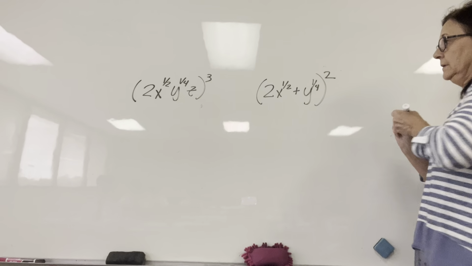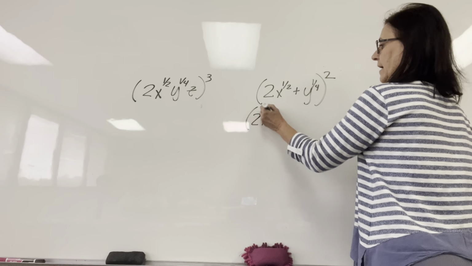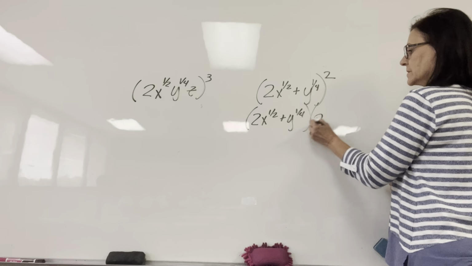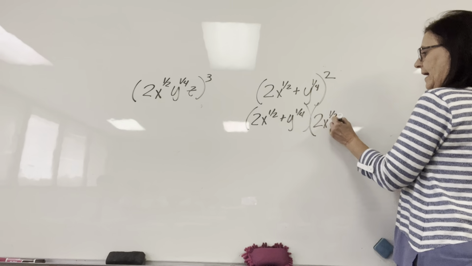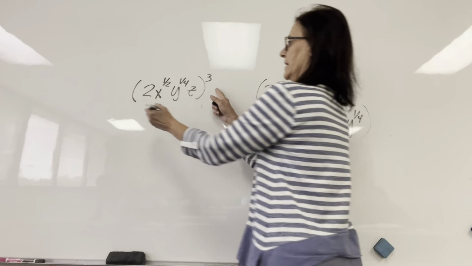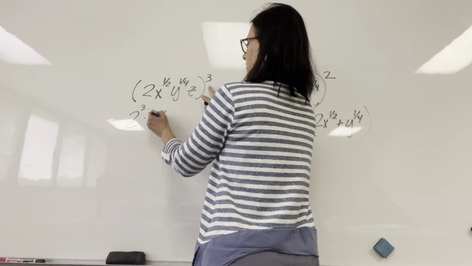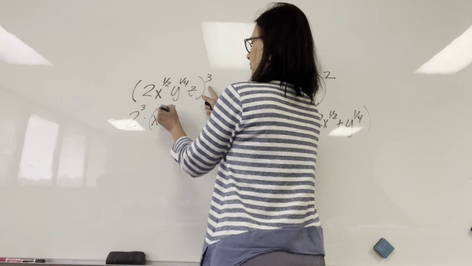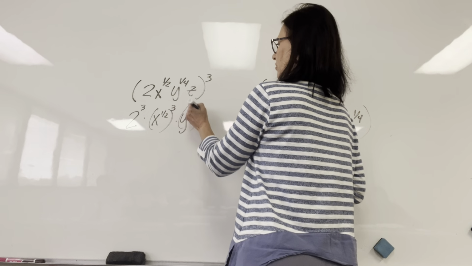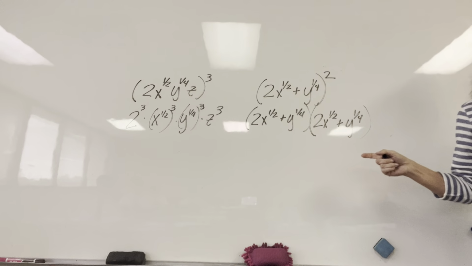When it's a sum of terms or difference of terms, it's that term times itself, however many times the exponent is. So this is 2x to the 1/2 plus y to the 1/4 times 2x to the 1/2 plus y to the 1/4. Whereas this is 2 cubed times x to the 1/2 cubed times y to the 1/4 cubed times z cubed. You see the difference?